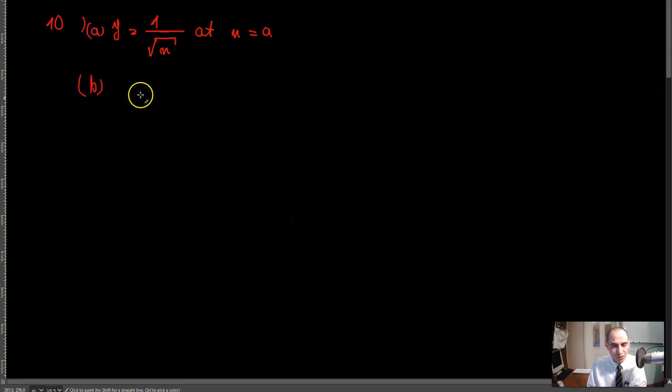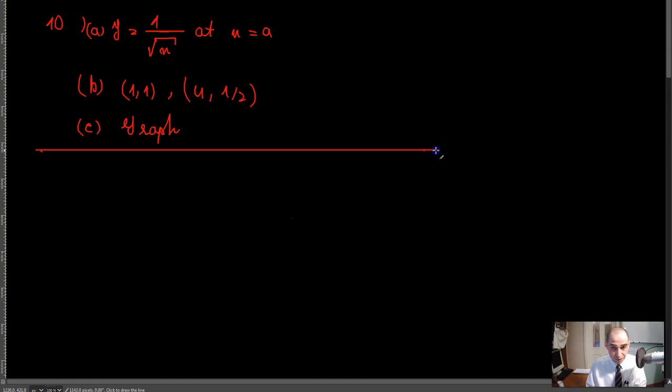So let's take a look at the next question, which is question number 10. You want to find the slope of the tangent line to the curve y is equal to 1 over square root of x at the point x is equal to a. You want to find the slope of the tangent line at this point, and then find the equations of the tangent lines at the points. This is part a. Part b, you want to find the equation of the tangent lines at the points (1, 1) and (4, 1/2), and then graph the curve and both tangents on the common screen. So in part c, you want to graph the function, right? So that's a simple question.